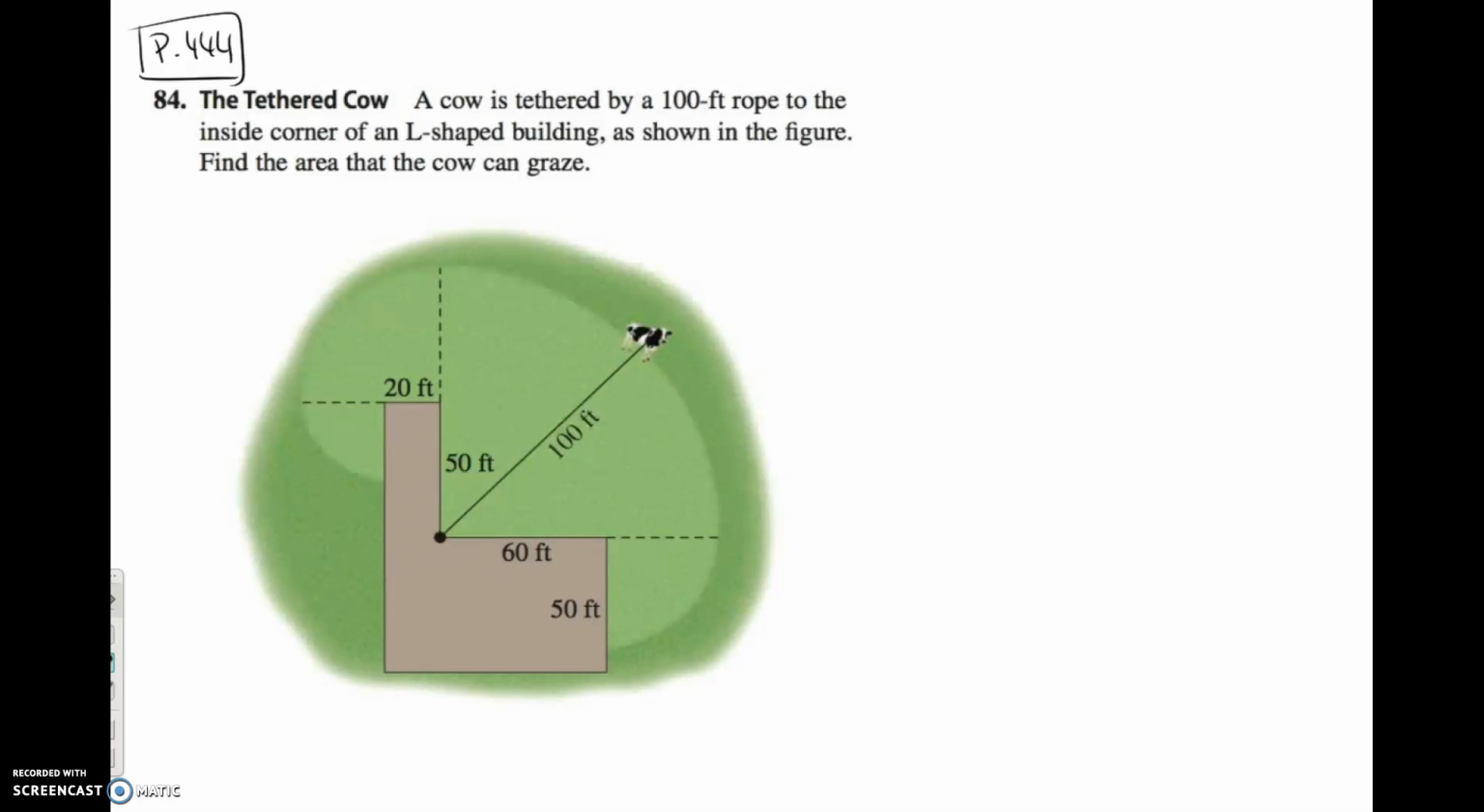All right, the tethered cow problem. The cow is tethered by a 100-foot rope inside an L-shaped building on the corner of a whatever, as you can see in the picture. Find the area the cow can graze. This question is actually much easier than it looks.